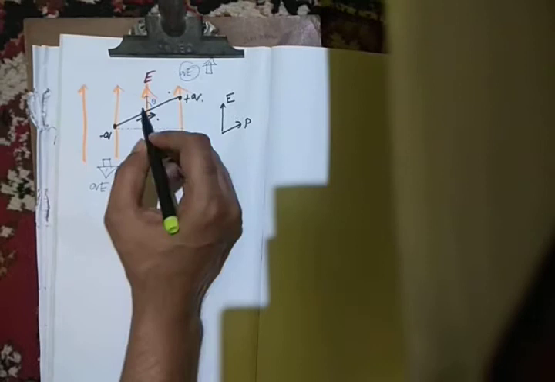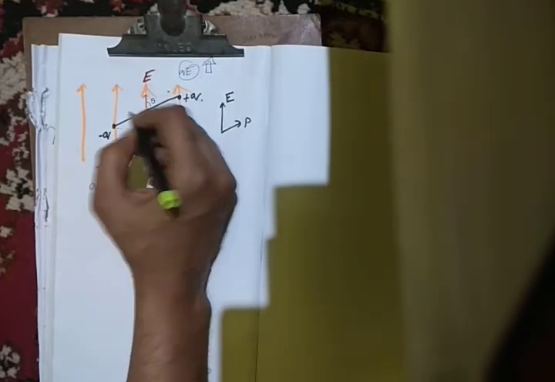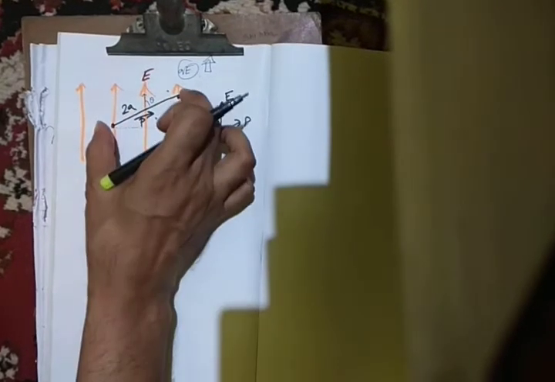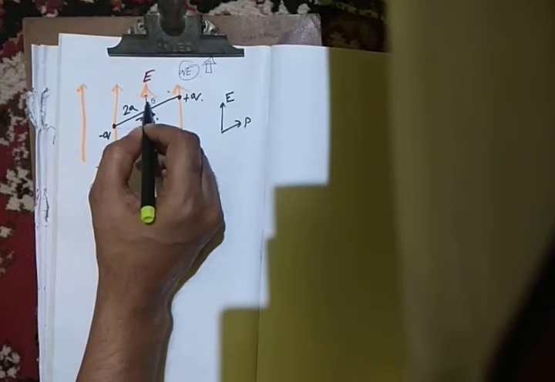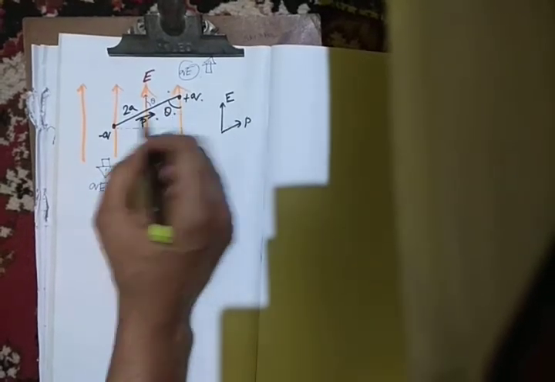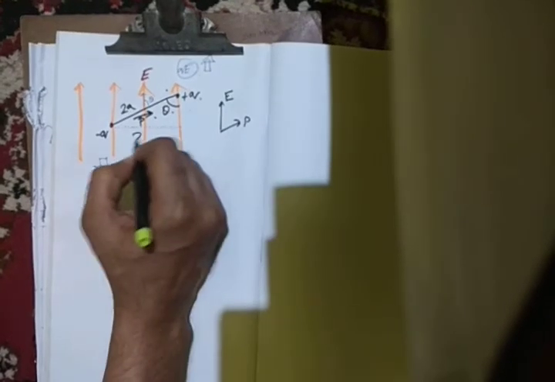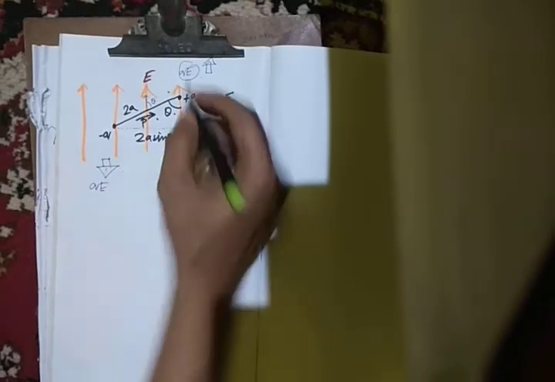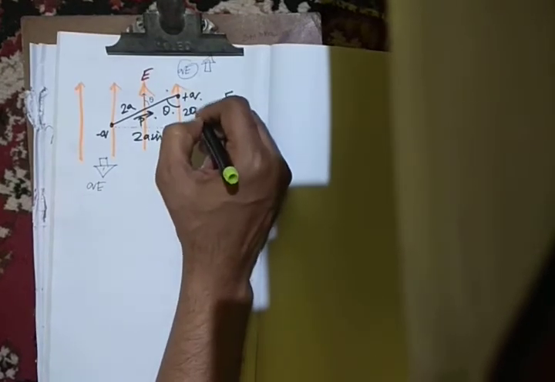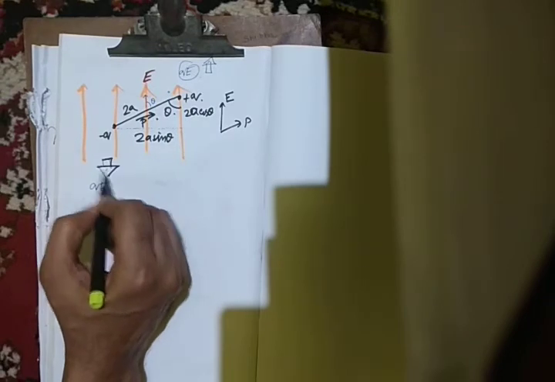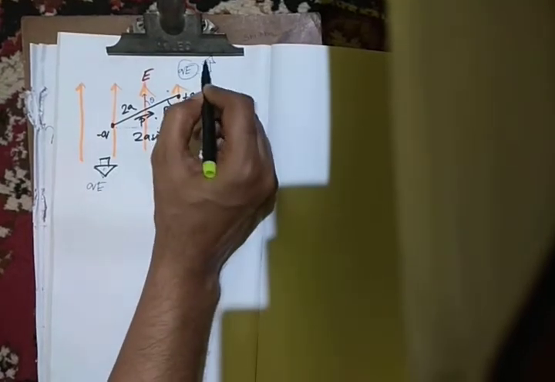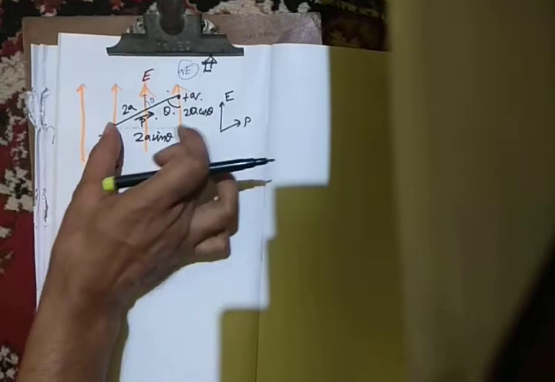Now the dipole has the distance of separation 2a, and it makes the angle theta. So this is theta, so this part is 2a cos theta, and this is 2a sin theta. Now the force this side and this side, perpendicular distance between them is 2a sin theta. So they will experience a torque.